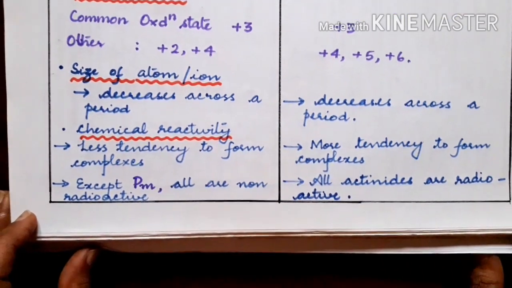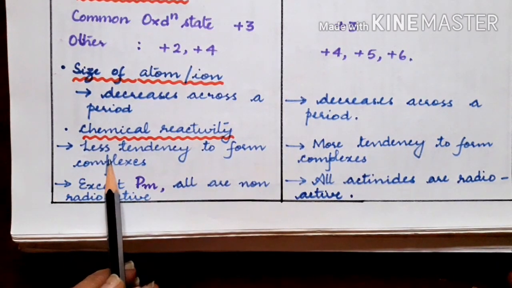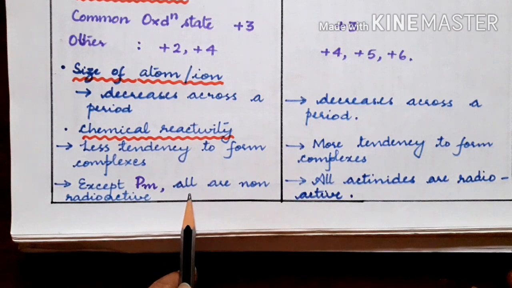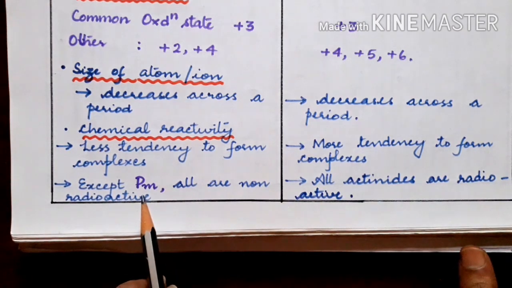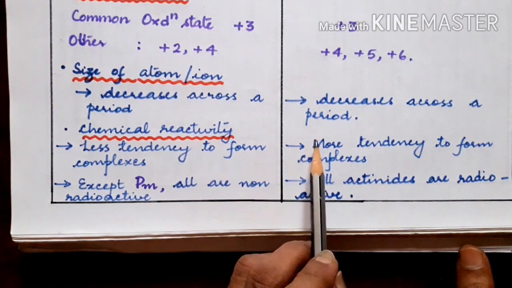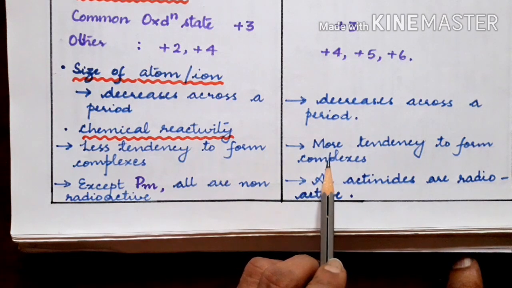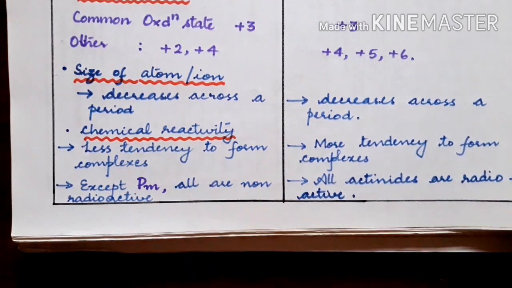Coming to the chemical reactivity of lanthanides, you find that lanthanides have less tendency to form complexes. Except for promethium, all other lanthanoids are non-radioactive in nature. But when we compare the properties of actinoids, you find that they have more tendency to form complexes and all the actinoids are radioactive in nature.